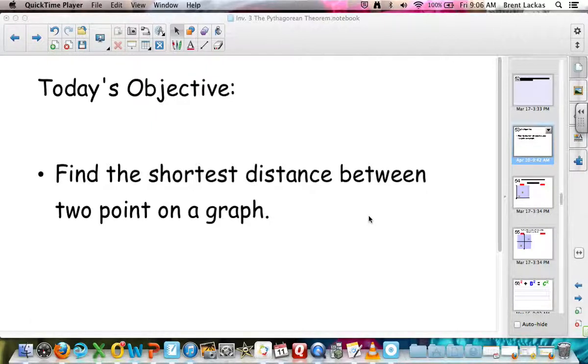is to find the shortest distance between 2 points on a graph. And we're going to be given two coordinates, two ordered pairs, and we're going to use both a picture, the graph, and the Pythagorean theorem to determine the distance between those 2 points. Here we go in our first example.